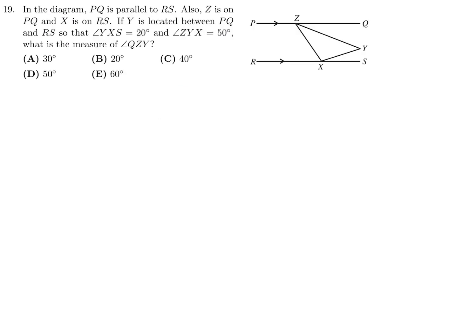In the diagram, PQ is parallel to RS. Also, Z is on PQ and X is on RS. If Y is located between PQ and RS so that angle YXS is 20 and ZYX is 50, what is the measure of QZY? So this is one of those very common angle chasing questions. And here we go.